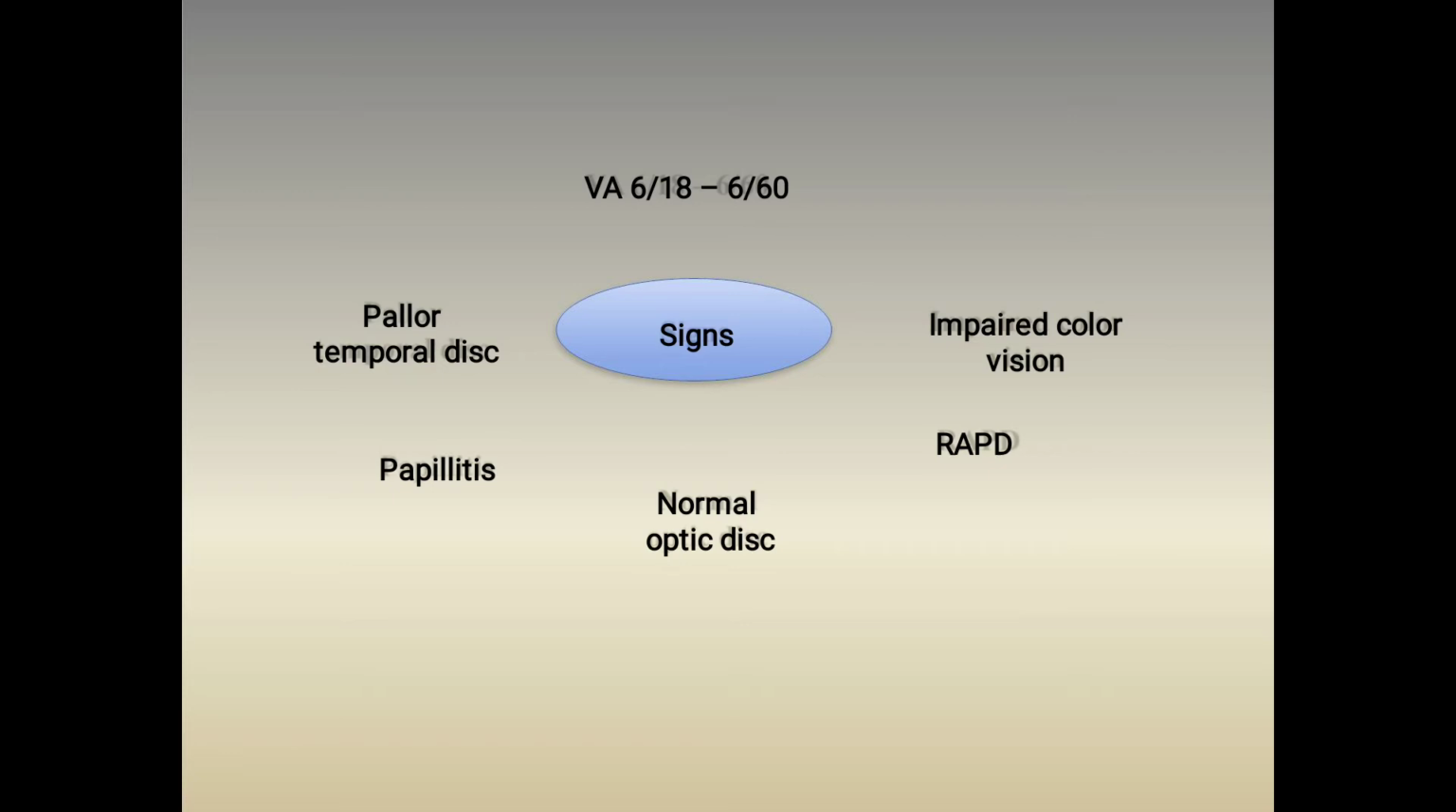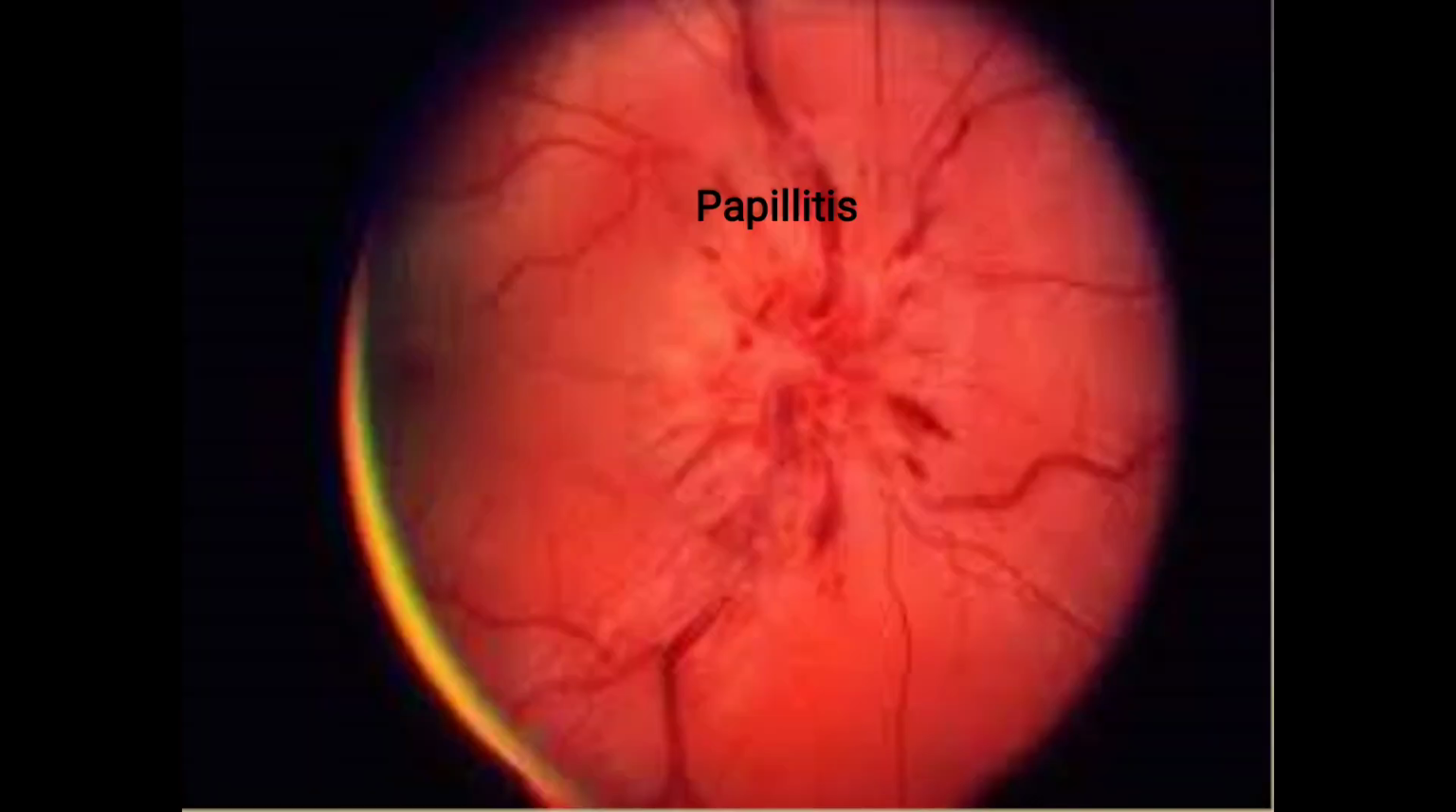Then there is a relative afferent pupillary defect. In papillitis, there will definitely be optic disc involvement in the form of edema of the optic nerve head, but in retrobulbar neuritis, the optic disc is normal. And if retrobulbar neuritis is a recurrent disease, how do we make out that the patient has already suffered an attack of optic neuritis in the past? You can see the temporal portion of the disc, where you will notice the pallor of the optic disc.